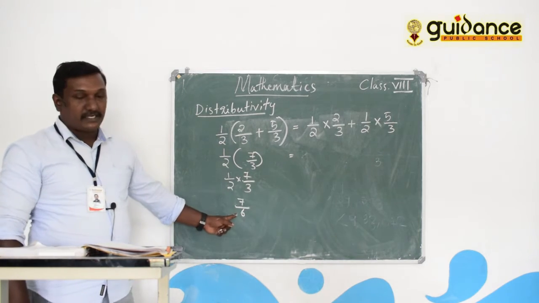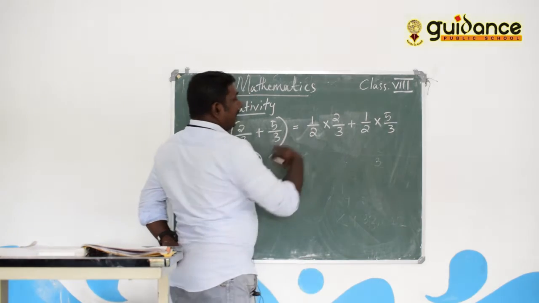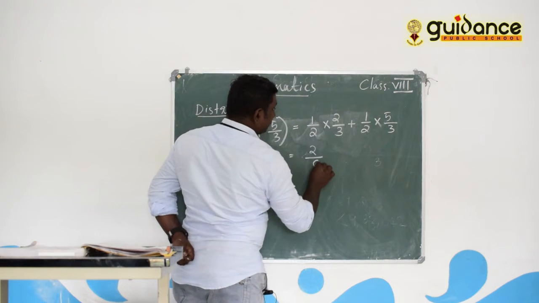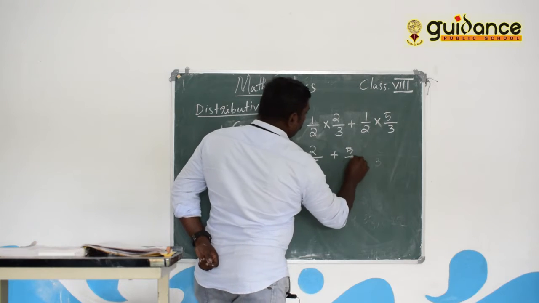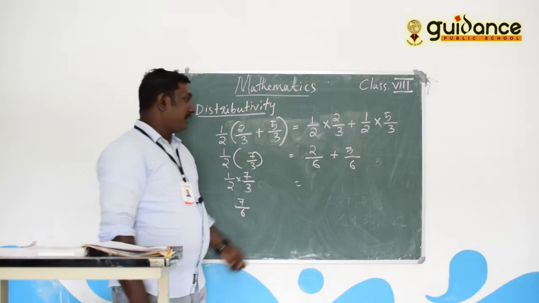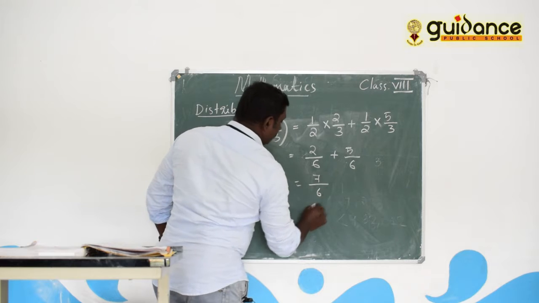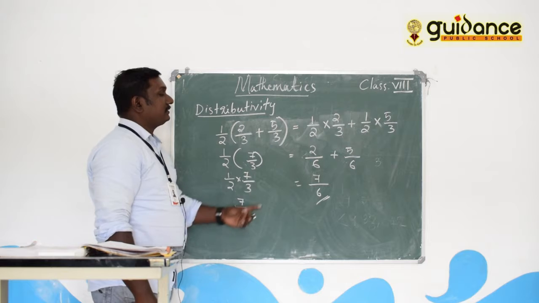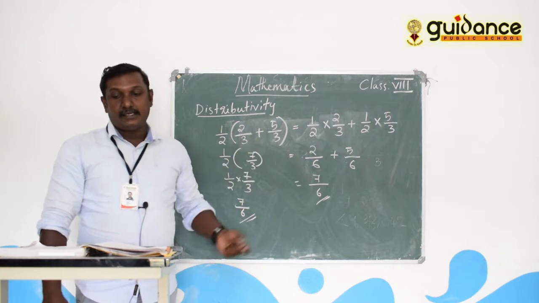Look here, the left hand side is 7 by 6. We can go through the right hand side. We can directly multiply: 1 into 2, 2; 3 into 2, 6; plus 1 into 5, 5; 3 into 2, 6. So here also we got the same denominator, so we can simply add. It will be 7 by 6. Look here, the left hand side and right hand side are equal. Do you understand the distributive property under addition?